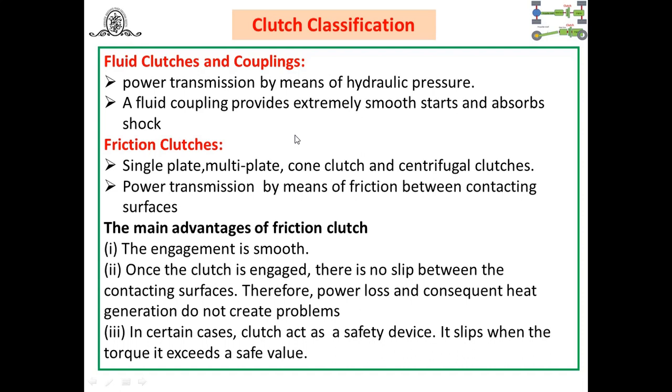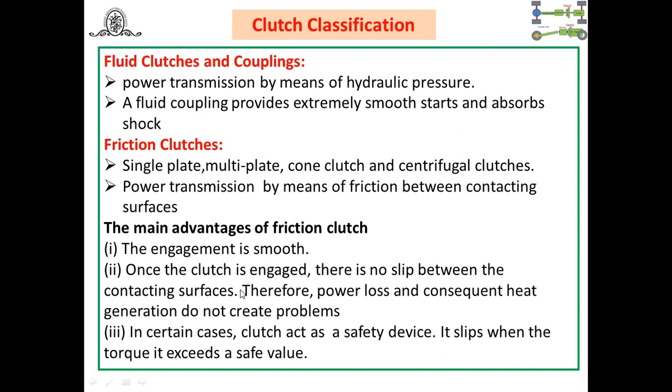But the main aim of this topic, our focus, is on friction clutches. You might have heard the words single plate clutch, multi plate clutch, cone clutch, centrifugal clutch. All these are friction clutches, and power is transmitted by means of friction between the contacting surfaces. This is the third classification. The main advantage of these friction clutches is that engagement is smooth. Once the clutch is engaged, there is no slip between the contacting surfaces. Power loss and consequent heat generation do not create a problem.